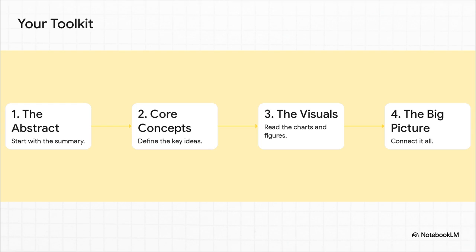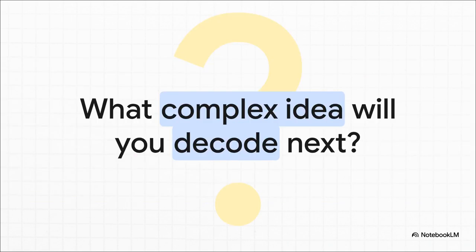This isn't just for this paper. You can use this method on any paper, on any topic you're curious about. The world of AI is moving at lightning speed, and all the best, most exciting ideas are coming out in papers just like the one we looked at today. So now the only question is, what are you going to decode next?